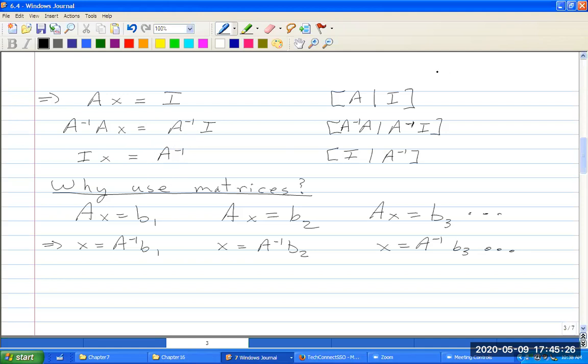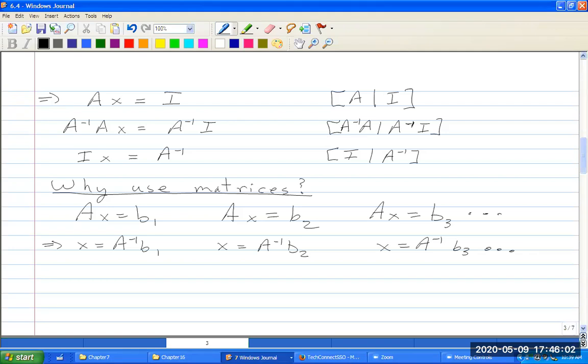So, seeing this symbolically, if I start out with an augmented matrix where A is on the left side of the matrix and the identity on the right-hand side, then if I perform elementary row operations to change the left-hand side to the identity, the right-hand side becomes the inverse matrix. And so that's a technique to determine the inverses.